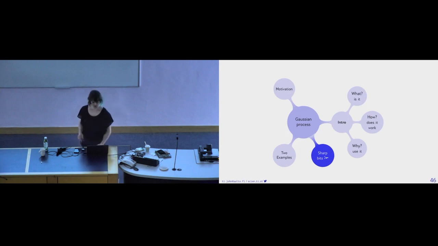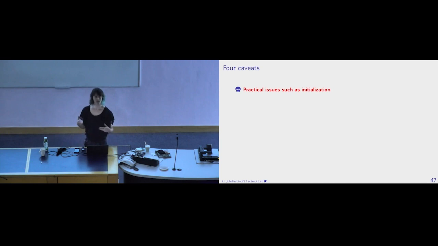All right. So, sharp bits that might be a bit annoying with Gaussian processes. First one is practical issues. For example, initialization of your hyperparameters before you optimize them. I'll talk about that very briefly. Then what you just asked about, how do we scale this to large data?